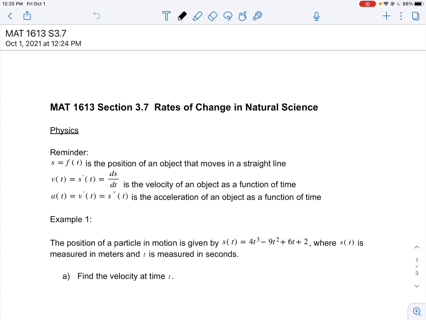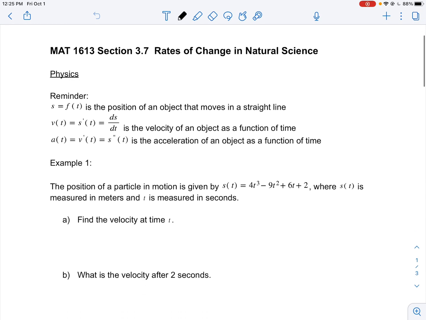Hello, everyone. Welcome to Chapter 3, Section 7. This is Rates of Change in Natural Science. Basically, this is going to take some of the basic rules of derivatives that you've already learned and show you some applications with them.